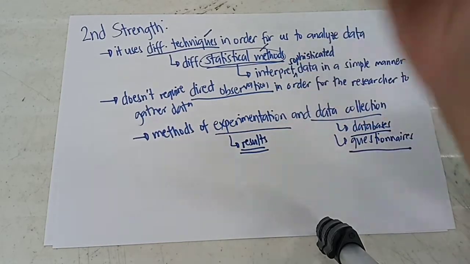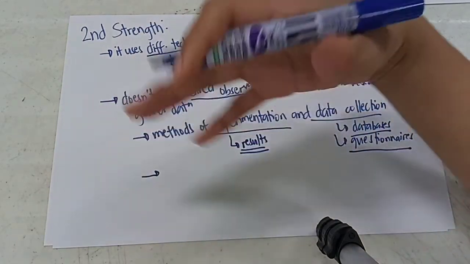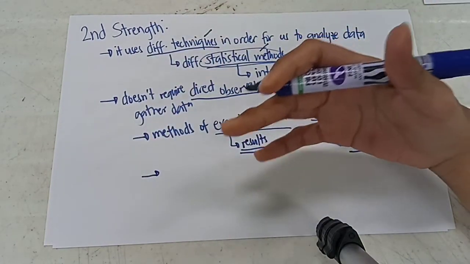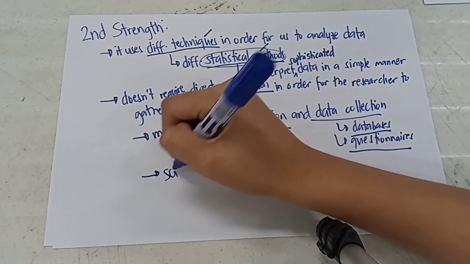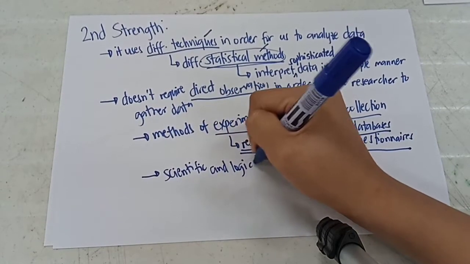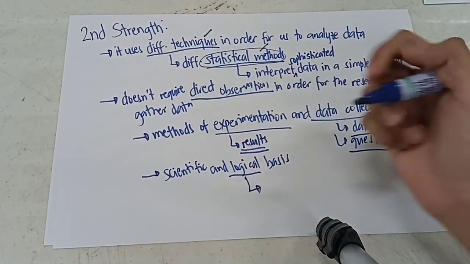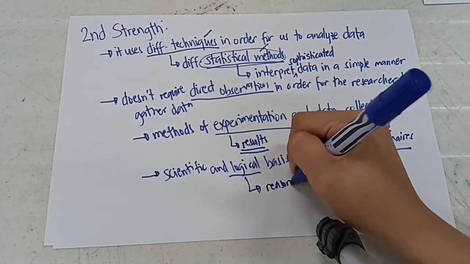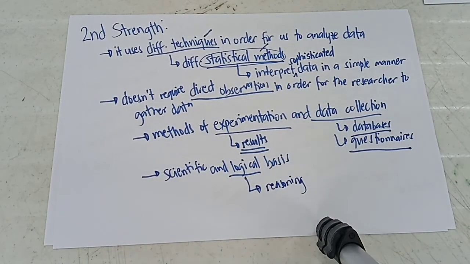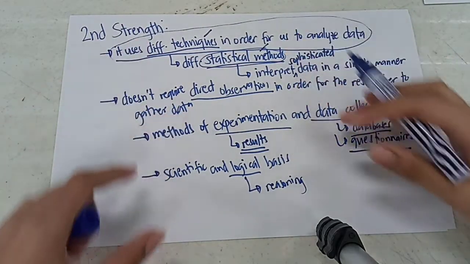Also, it doesn't require direct observation because quantitative research has scientific and logical basis. Meaning to say, some data can be obtained through the act of reasoning. So that is the second strength in quantitative research. It uses different techniques in order for us to analyze data, and these are the subsets.